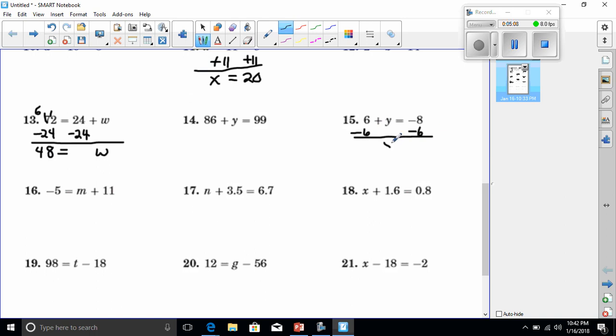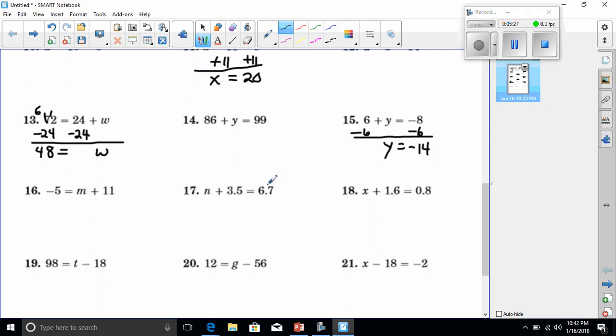And now I have y coming down equals, and this is going to be a negative because I have two numbers that are both negative. I'm going to keep the sign, and I just add them together. And that'd be 14.